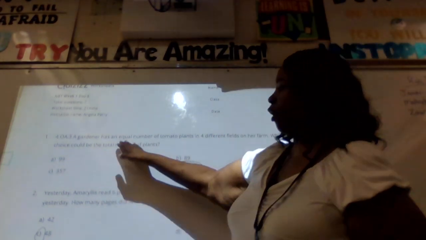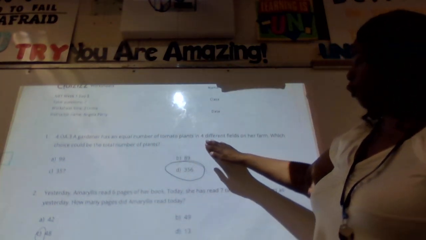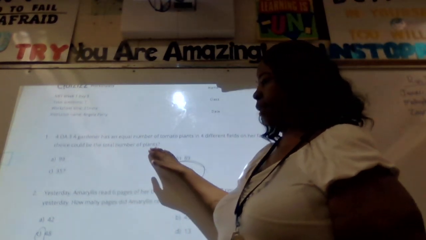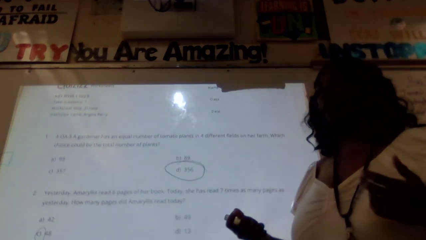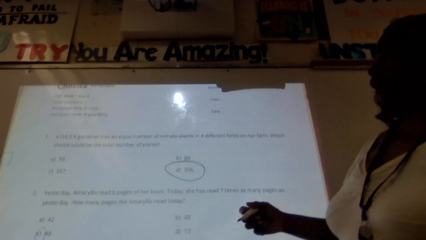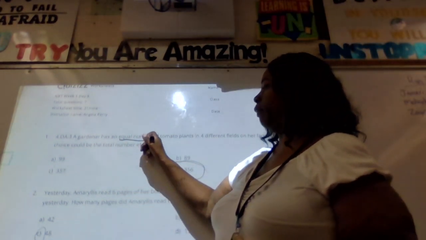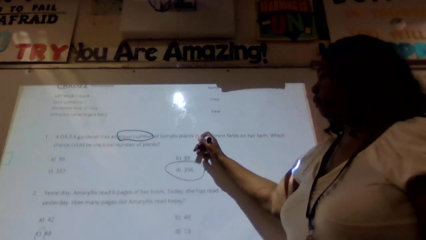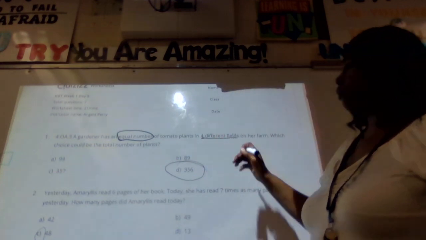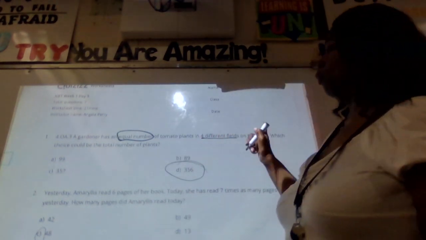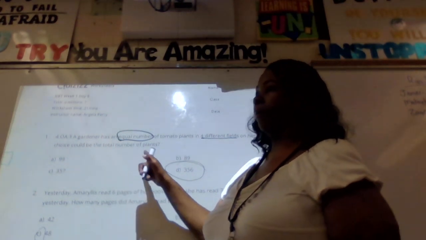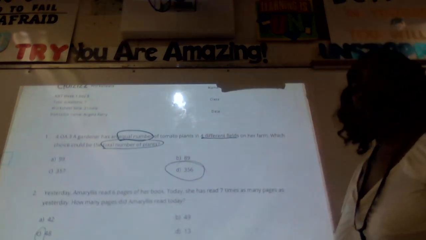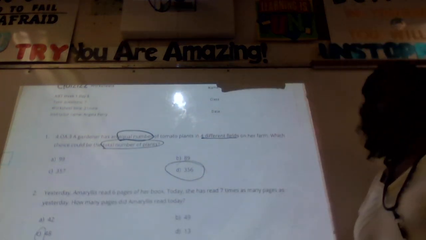And this says a gardener has an equal number of tomato plants in 4 different fields on her farm. Which choice could be the total number of plants? So when we're thinking about keywords here, one thing I asked the kids to look for: keywords, equal number. Another thing, they only gave us one number. They said it was 4 different fields. And they said which choice could be the total number of plants. We know when we're looking for the total number of plants, that is often screaming a division problem. Okay? It can be a subtraction problem.